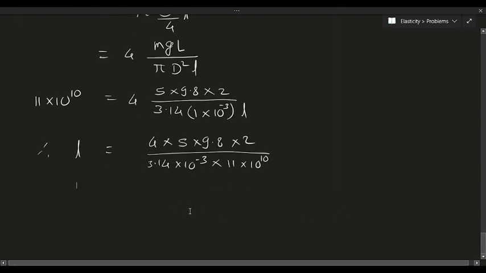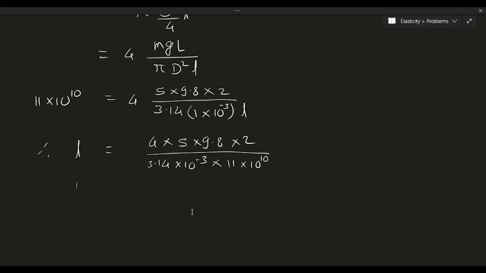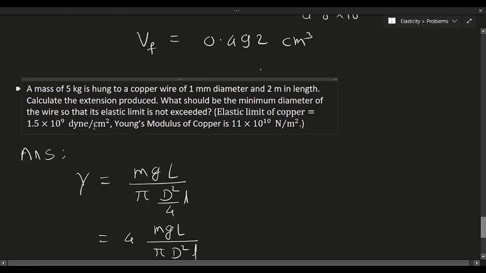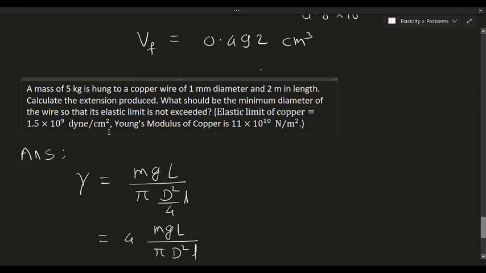Next, we calculate the minimum diameter of the copper wire so that the elastic limit of the copper wire will not be exceeded. That is, the copper wire will not break. So, the elastic limit of copper is given to us. It can sustain a maximum stress of 1.5 into 10 raised to 9 dyne per centimeter square. If the stress in the copper wire exceeds this value, it will break. So this is the maximum stress the copper wire can sustain without breaking.